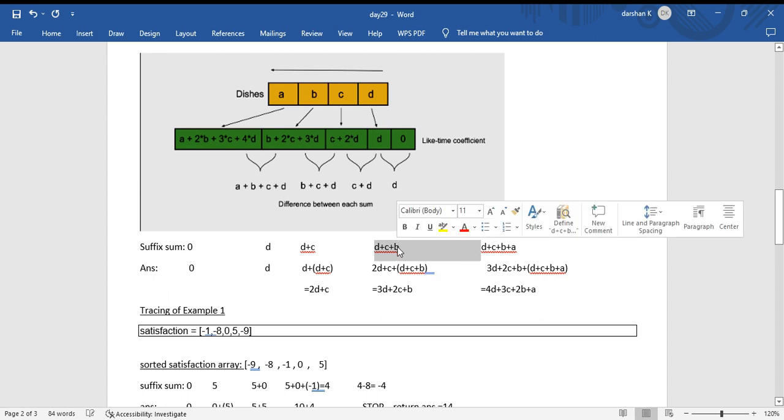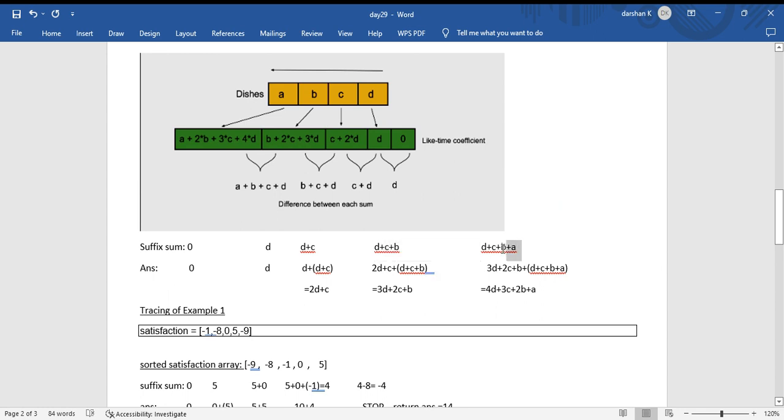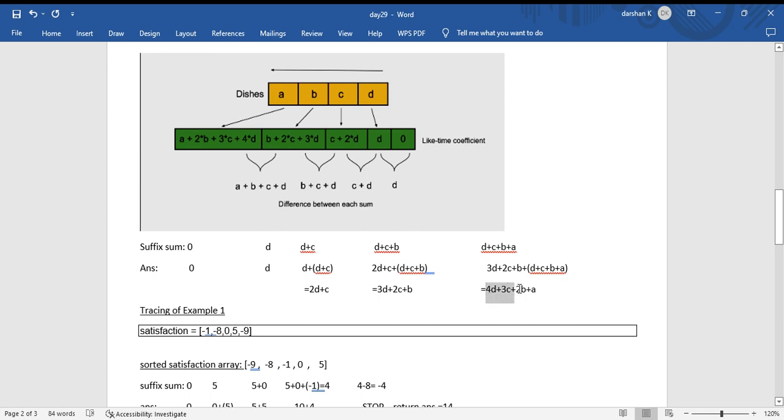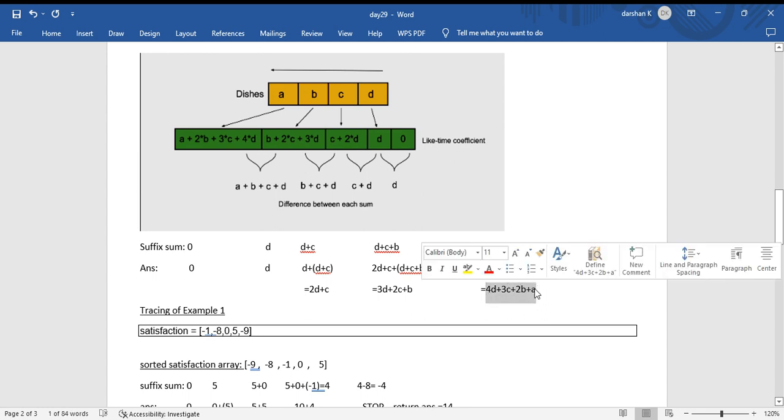Now we have these values. I am adding A to it. What it becomes? A plus B plus C plus D, right? These values together I am going to add on this value. So what it becomes? 4D plus 3C plus 2B plus A. See, this is the value, right?